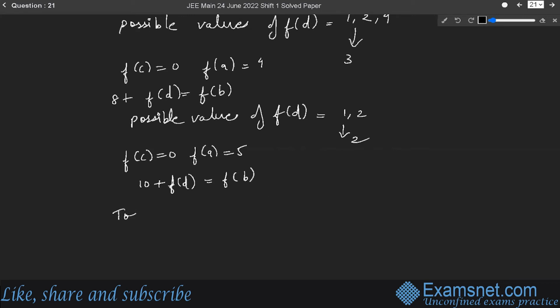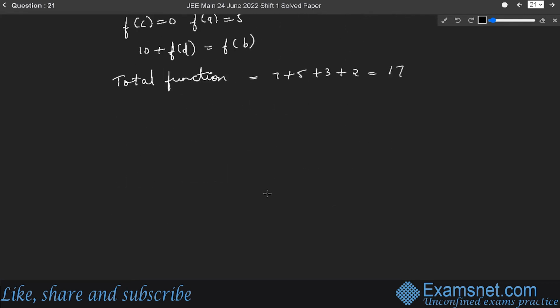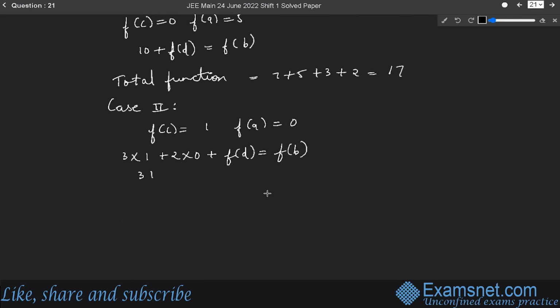Now, the total functions in this case regarding all the conditions are 7 plus 5 plus 3 plus 2, which is equal to 17. Now, talking about the second case, when f(c) is equal to 1 and f(a) is equal to 0. So, the function becomes 3 into 1 plus 2 into 0 plus f(d) is equal to f(b). So, it will be 3 plus f(d) is equal to f(b).